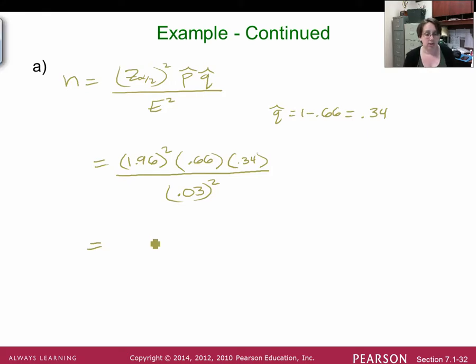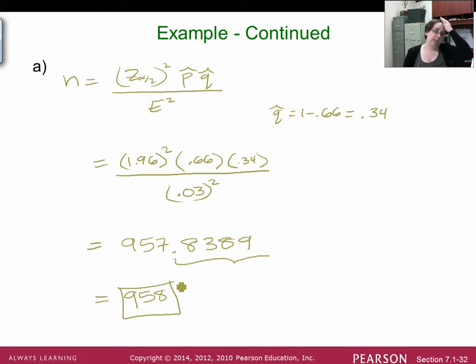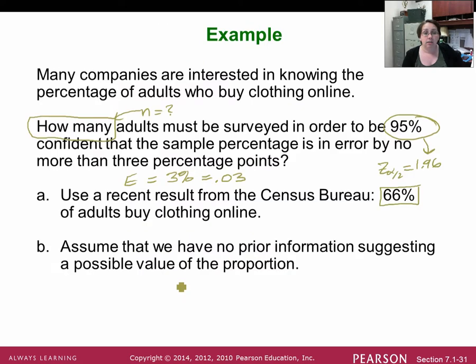So when I punch all that in, I get 957.8389. Now, as we said before, if you don't have a whole number, if you have a decimal, you must round up. So 958 would be our n value. So what this means is you need to sample 958 adults, and that is how many you need to be 95% confident in an error of only 0.03. Very small interval for your confidence.